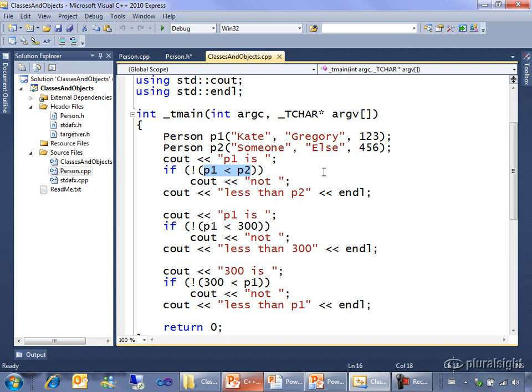Using the less than here is more readable and more understandable than using a member function like compare or is less than, all spelled out, ISLESSTHAN. I love operator overloading. It puts a little effort on the author of a class, but produces very compact and readable code, which is a good thing.